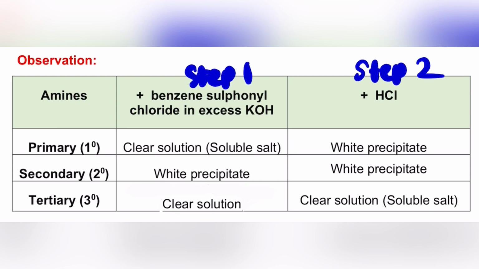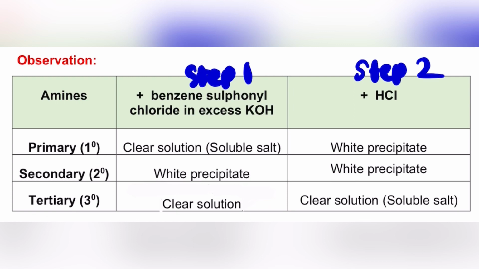So, primary amine, what you can see is that after step 1, you will form a clear solution iaitu soluble salt. And then after you add HCl, that clear solution will form a white precipitate. Next, for secondary amine, after step 1, a white precipitate will form. And when you add HCl, there will be no reaction. So, the white precipitate remains. I'm going to explain about this later on.